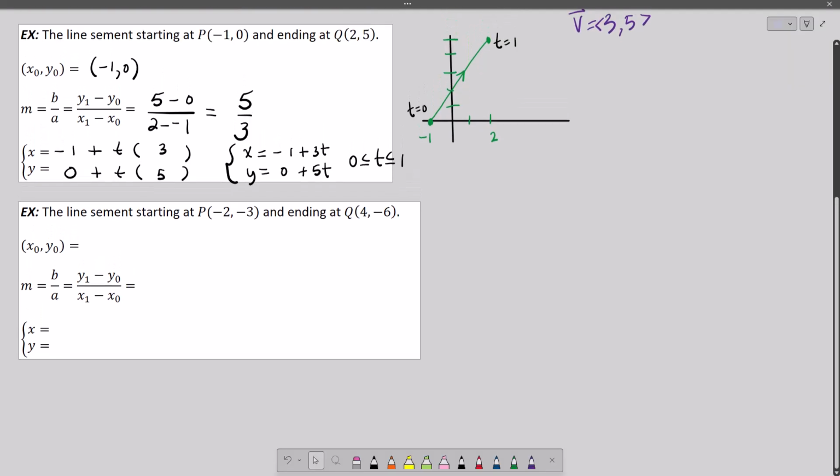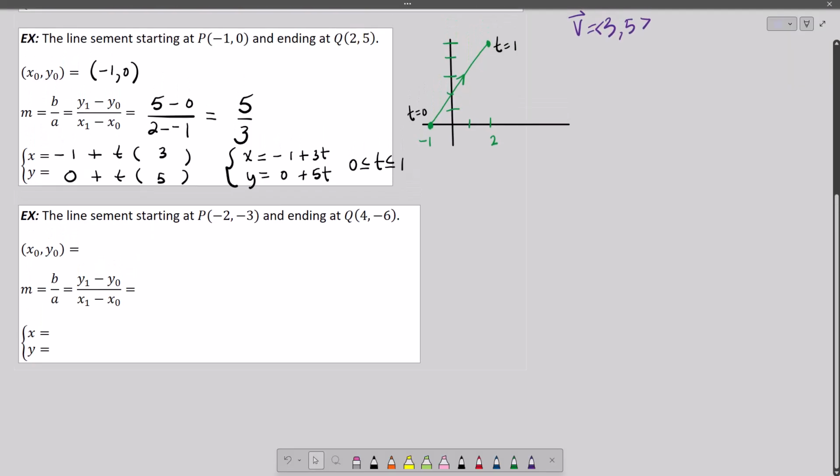All right, so you all try this one. Let's leave that one on the board. See if you can find the parametric equations for that segment. Remember, you need a domain. No domain means you get the whole line. We want a restricted line.